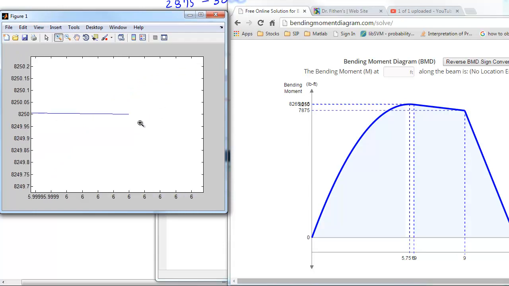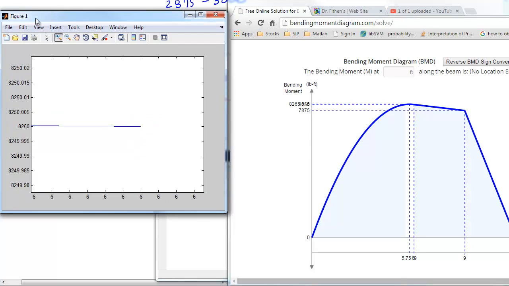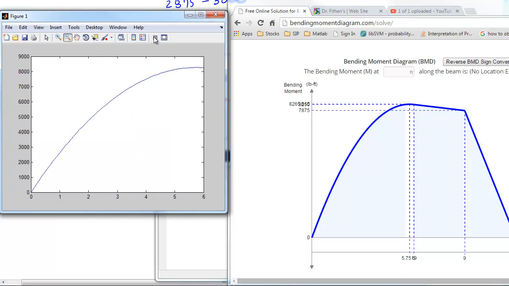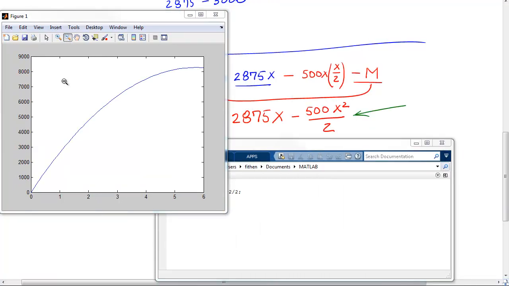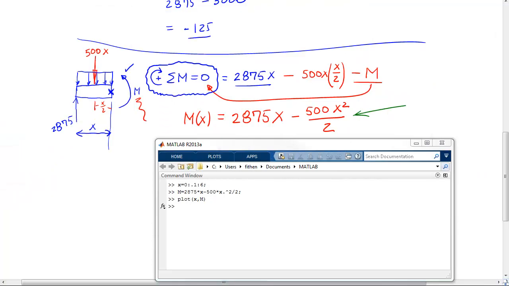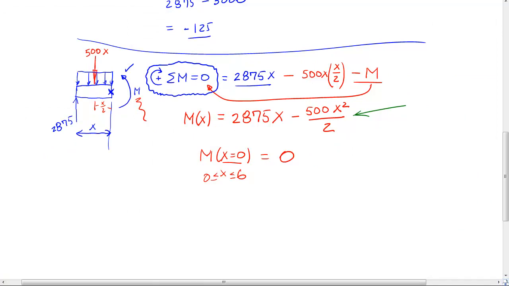How about that? Looks to me like it's 8250. So I think we're good here. We have the moment in this equation between 0 and 6. Now what happens?